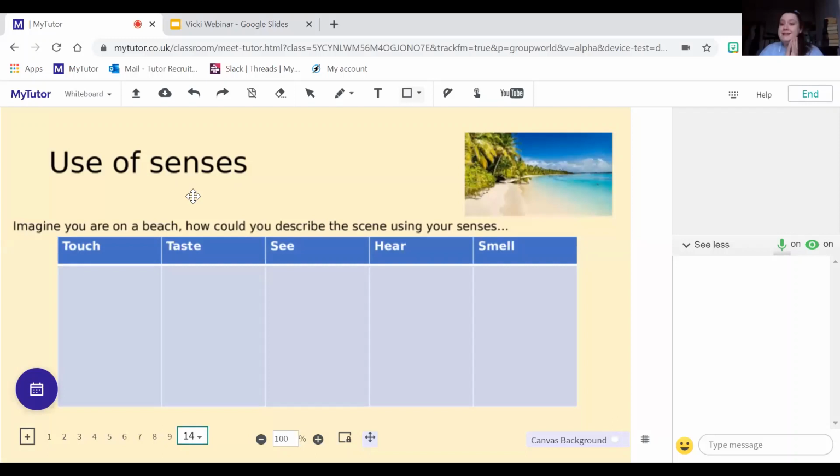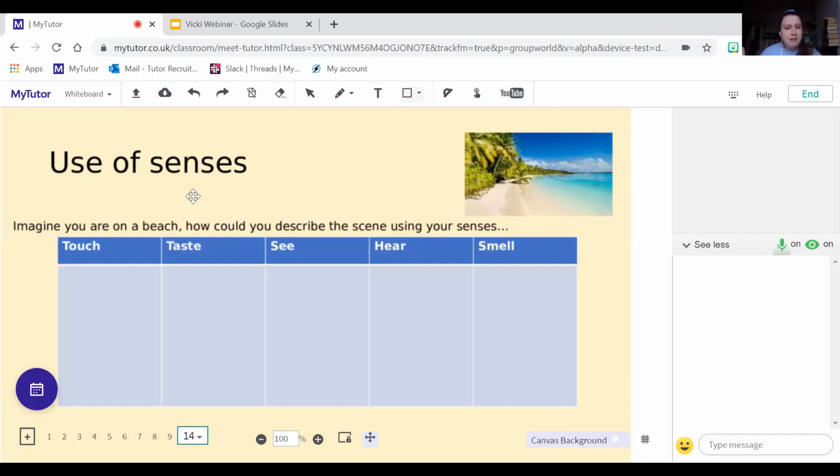Right, use of senses then. This is a really nice one. Again, send me some of your ideas for this one. So imagine you're on a beach. How could you describe the scene using your senses? So I've got touch, taste, see, hear and smell. Now, see, you will automatically do without realising that you're doing it, because you can't do a descriptive piece without using your eyes effectively.